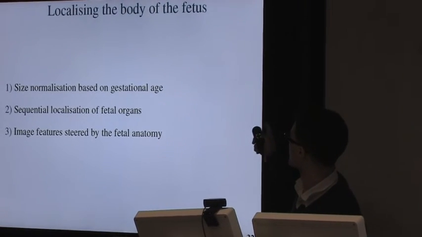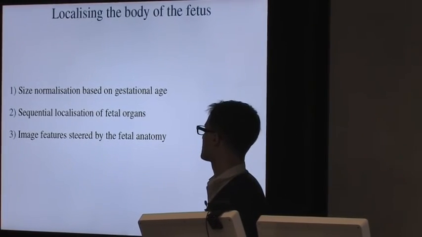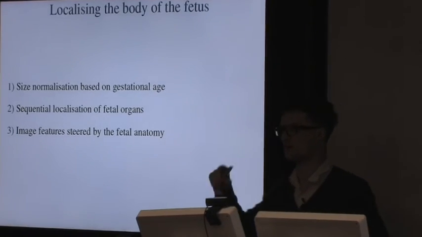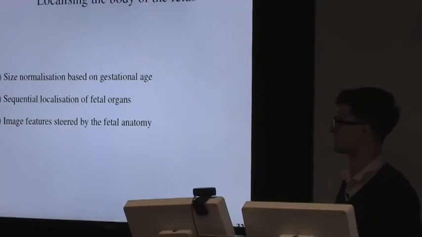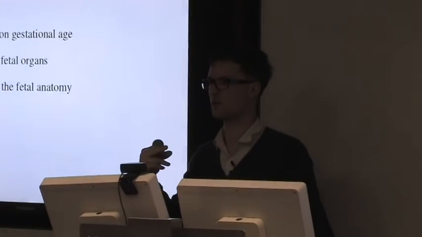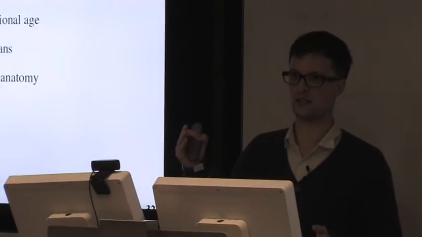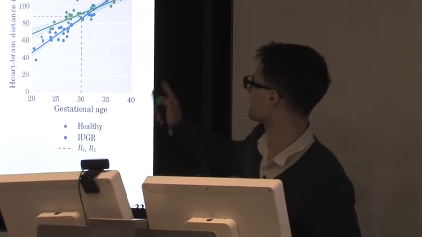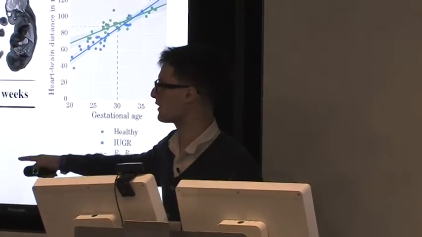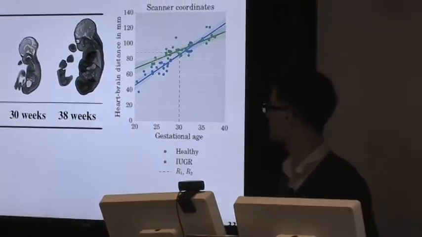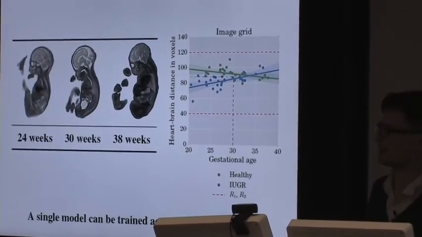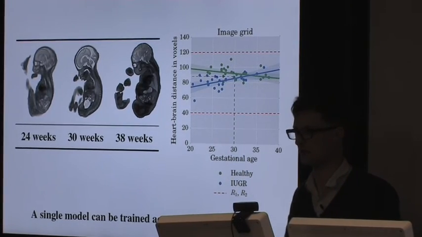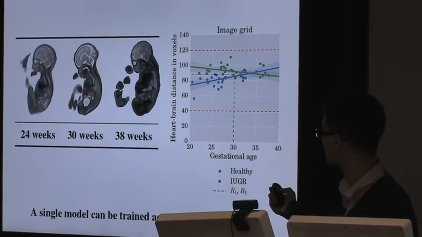So for these methods, what I did is first a size normalization based on the age. I look for the organs in a specific order, and I use image features, which are steered by the anatomy of the fetus in order to account for the unknown orientation of the fetus. So that's our fetuses from 24 weeks to 38 weeks. You've got this increase in size, and we normalize the size. If they are already segmented, it's quite easy to just stretch the images the same way you would do with ImageMagick.